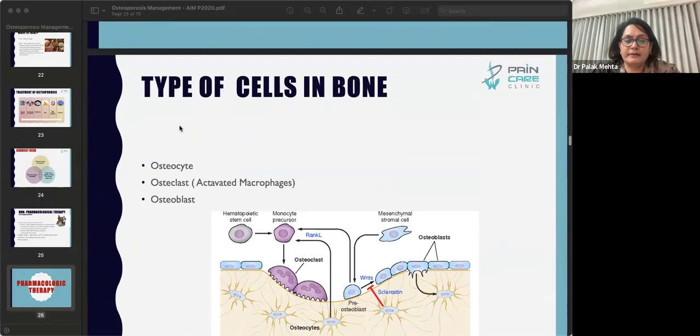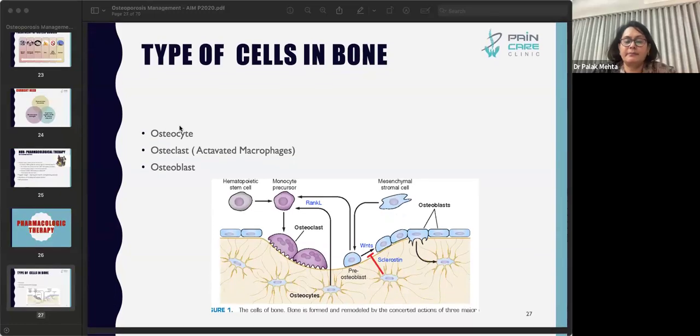Now, for pharmacological therapy, we need to understand the types of cells in the bone. For us, two cells are very important: one is the osteoclast, another one is the osteoblast. Osteocytes are the cells which form the basic architecture of the bone. But bone resorption, that is the breaking down of the bone, and new bone formation are taken care of by the osteoclast and osteoblast respectively.